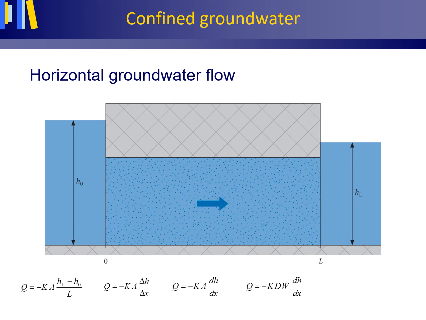We can divide the volume flux Q by this horizontal direction perpendicular to this cross-section, W, and then obtain Q prime equals minus KD times dH/dx. Q prime is the volume flux or discharge per unit width of the aquifer.